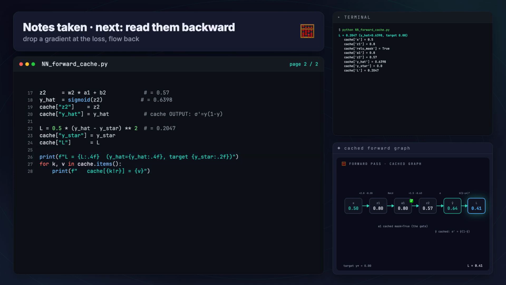So that's the forward pass, not a throwaway prediction, but a careful trail of breadcrumbs, every node holding the value the gradient will come back for. Next episode, we light the trail in reverse. We drop a gradient at the loss and watch it flow backward through this exact graph, multiplying the cached values node by node until every weight knows how it should change. The nodes are taken. Now we read them backward.